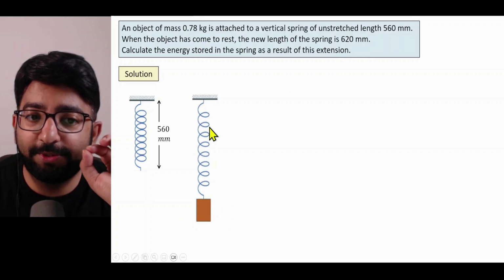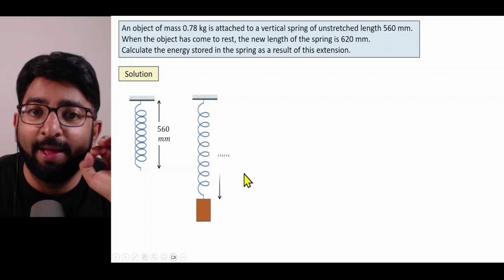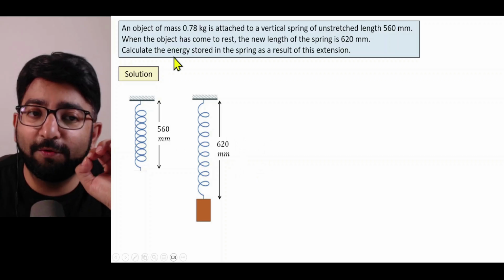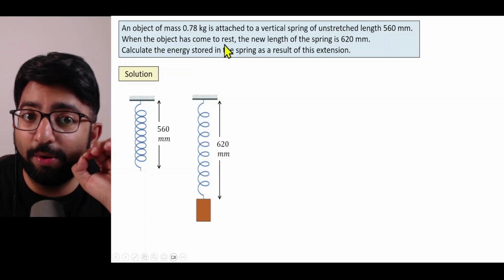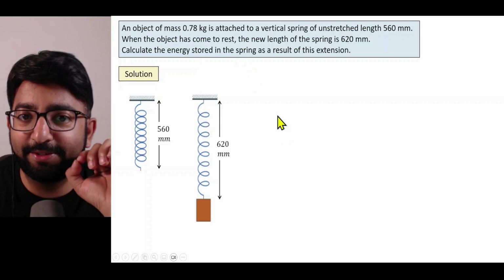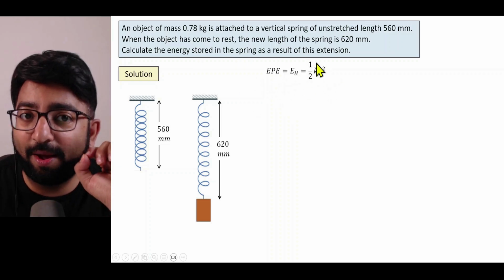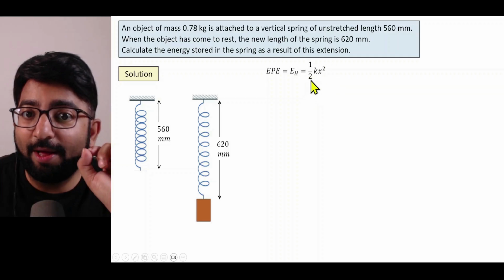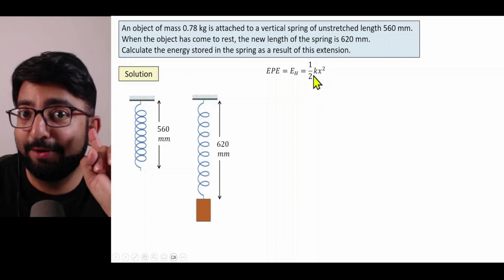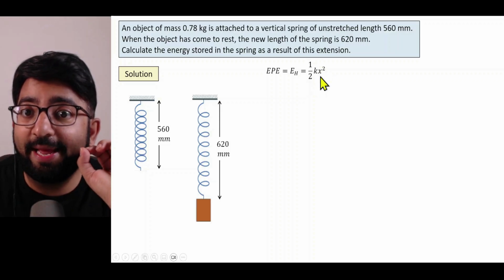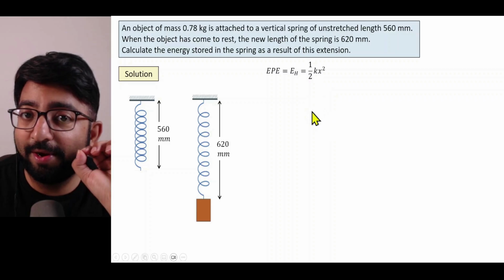Because of the weight of the object, the spring has been extended and the new length of the spring is 620 millimeters. Now we have to figure out the total energy stored in the spring as a result of this extension. So the formula for elastic potential energy is given by half kx squared. First of all, the value of k is not given here, so we need to do something to figure out the value of k. And also we need the final extension in the spring. So how do we figure that out?